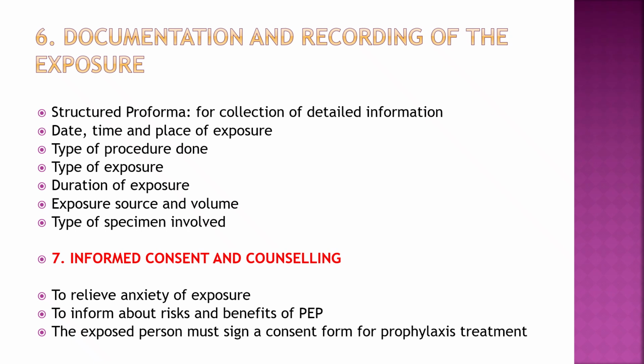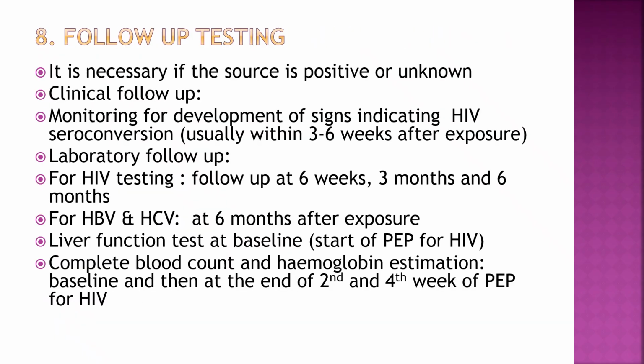Then the seventh step is informed consent and counseling. So to relieve anxiety of exposure, and to inform about risk and benefits of PEP, the exposed person must sign a consent form for prophylaxis treatment. Then the eighth step is follow-up testing. It is necessary if the source is positive or unknown.